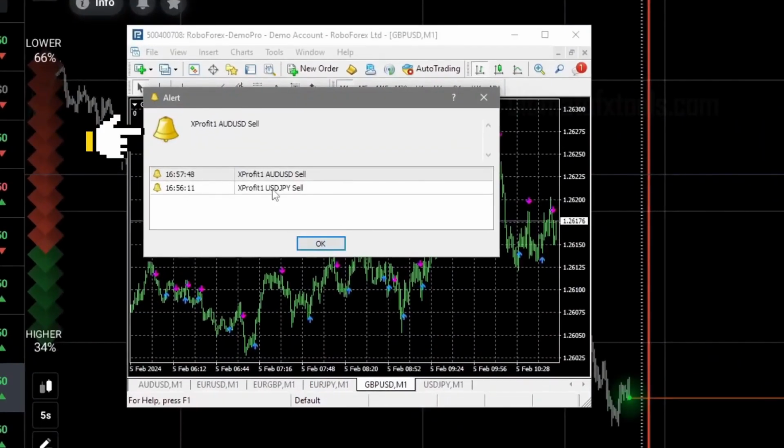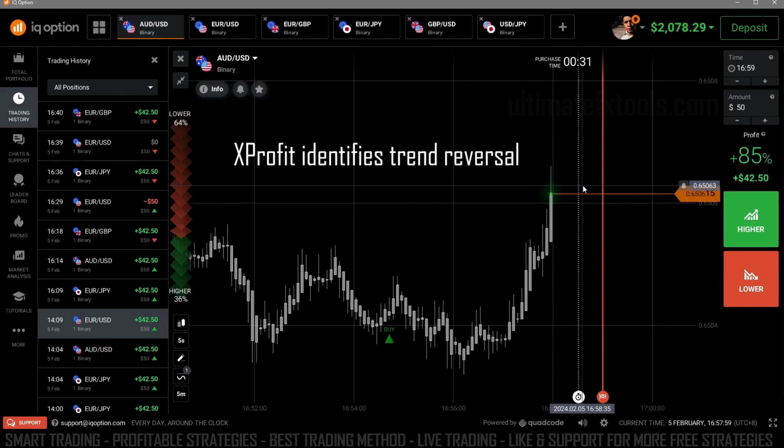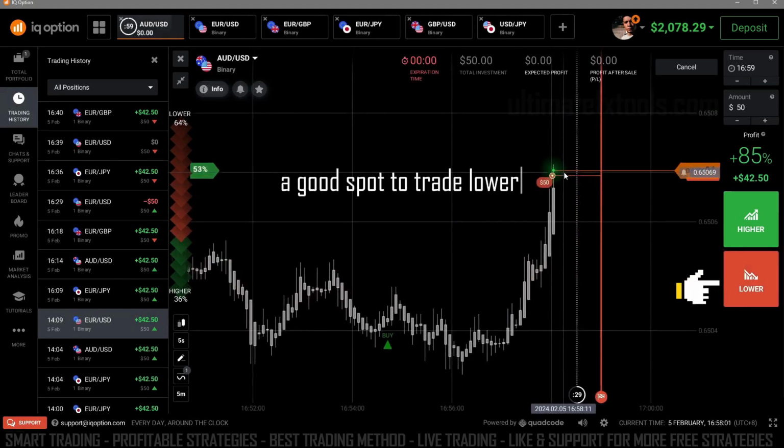We received an alert, AUD/USD, a sell alert signal from our XProfit indicator. Our XProfit identifies a trend reversal at this point, giving us good trading momentum to trade lower. Let's trade lower on it.